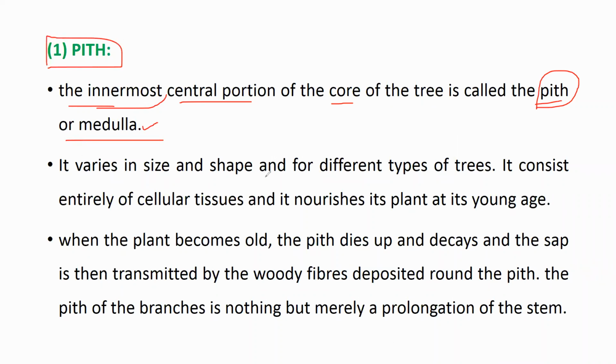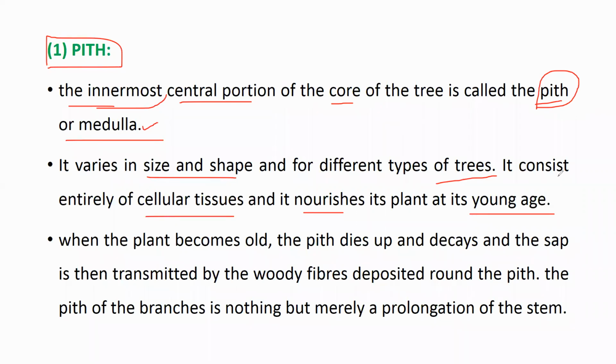It varies in size and shape for different types of trees. Depending on the particular tree, the size and shape of the pith varies. It consists entirely of cellular tissue, and it nourishes the plant when it is at a young age.